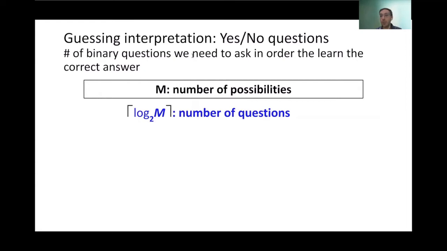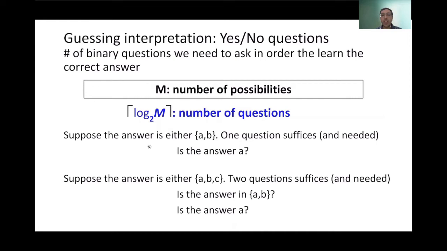Suppose the correct answer is either A or B. It has two possibilities. And I want to figure out whether it's A or B. If I just ask the question, is the answer A? If yes, I will know that it's A. Otherwise, I will know it's B. Now, if the answer has three possibilities, A, B, C, I need to ask two questions at least. I cannot do it with one. I can first ask, is the answer in A, B? If no, I will learn that it's C. If yes, I have to ask the second question, is the answer A?